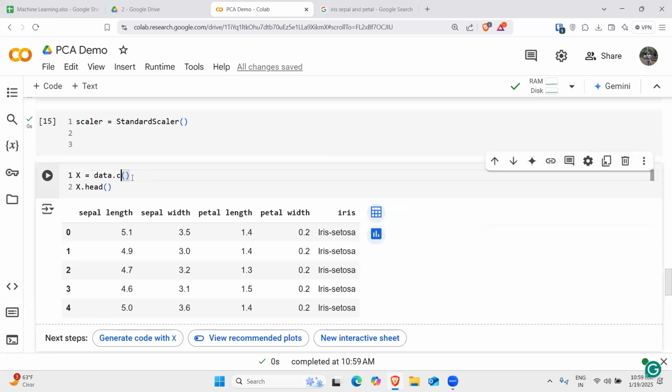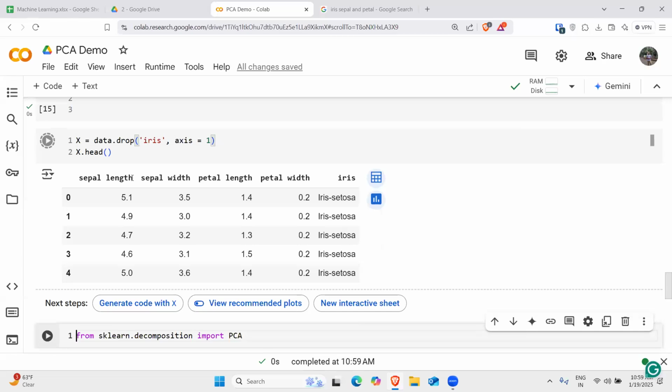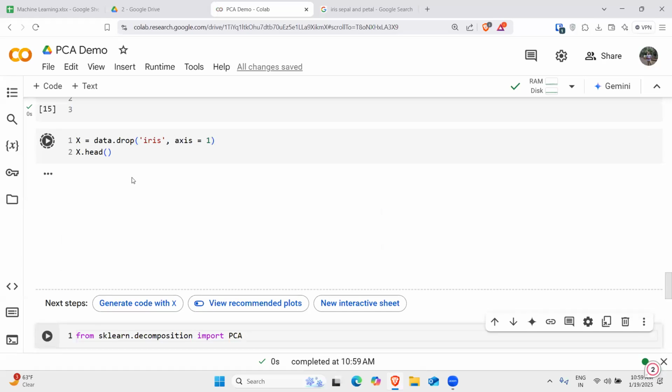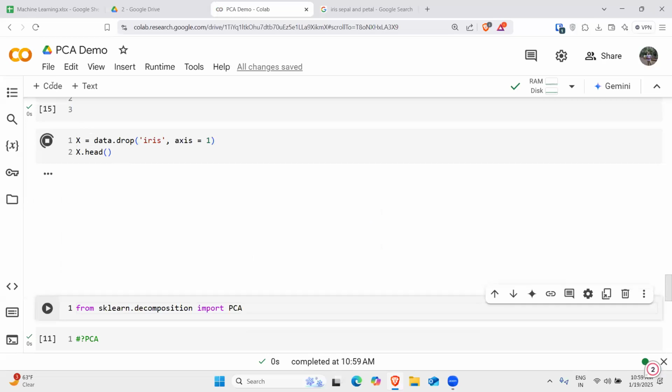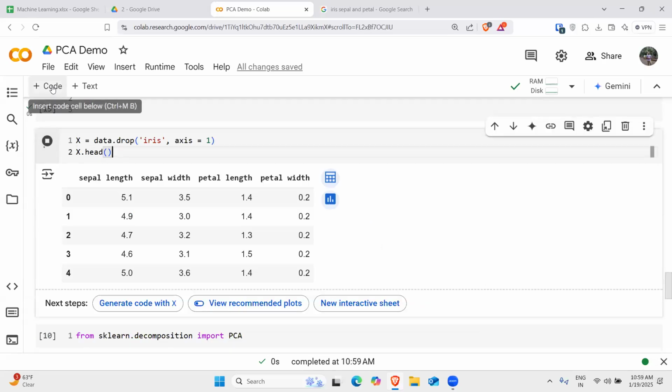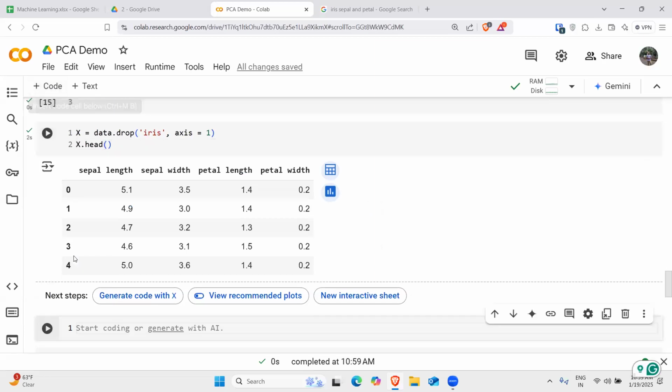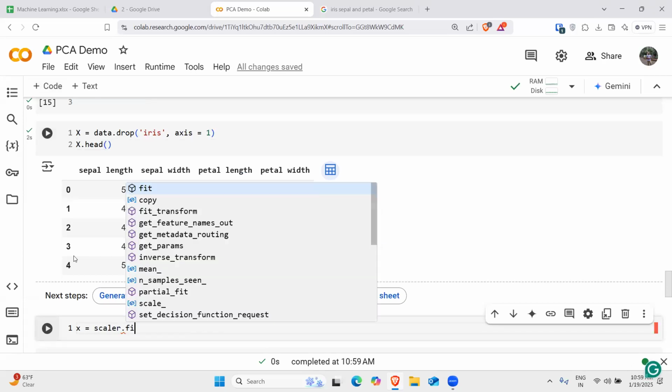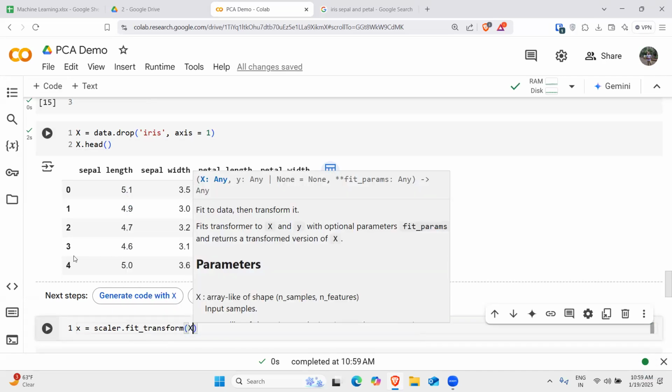Okay, let me just drop which column? Iris column from axis is equals to 1. Right, we'll drop this, and then we are going to write down small x is equals to scalar dot fit underscore transform on capital X.